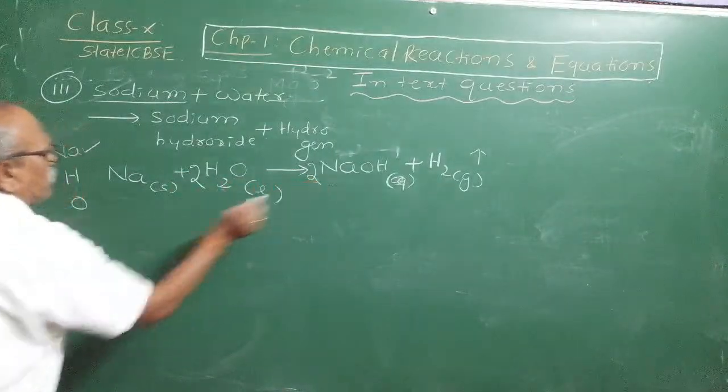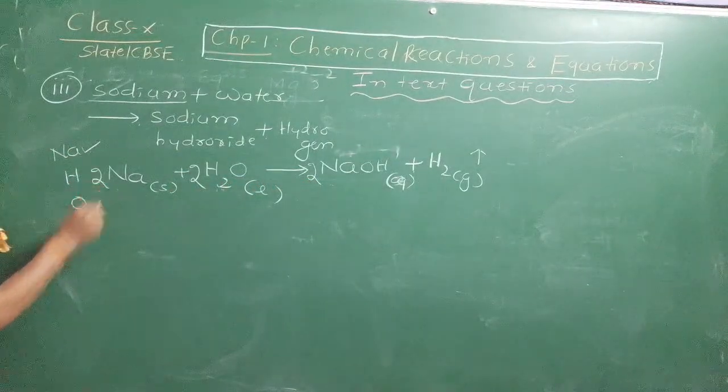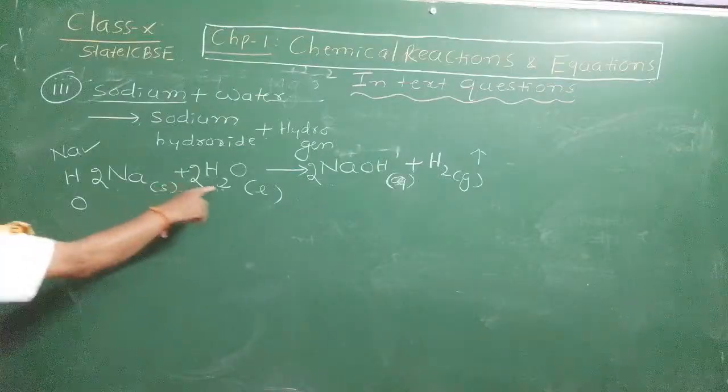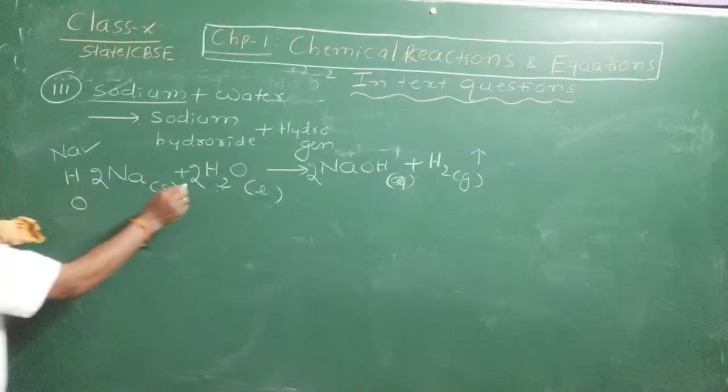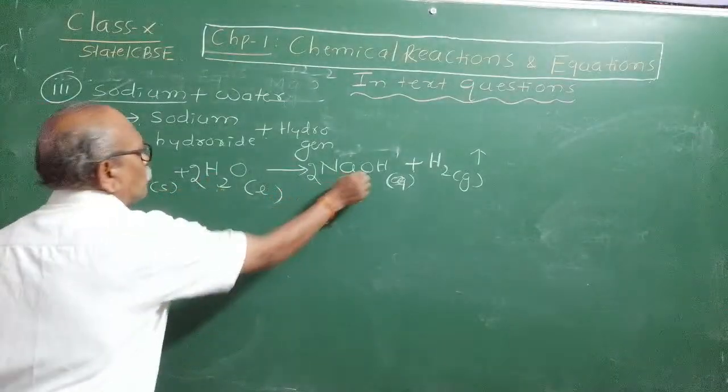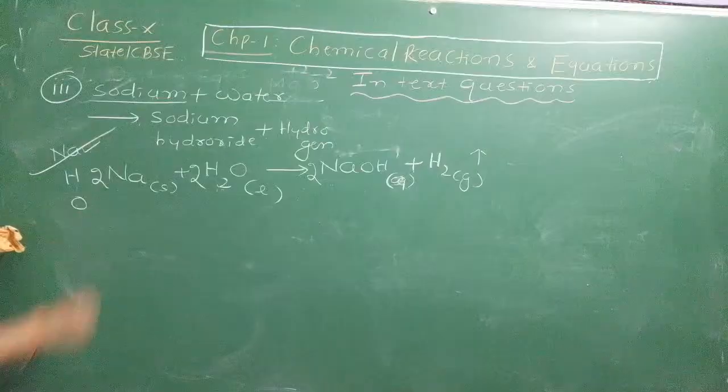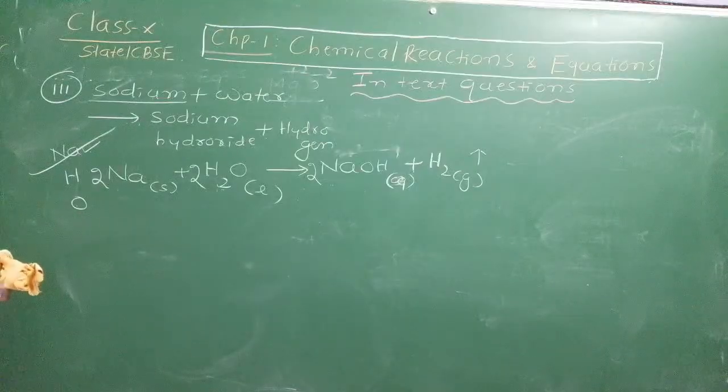Sodium is also double, therefore write 2Na. Now, 4 hydrogen atoms are balanced. You have to balance oxygen atoms. How many oxygen atoms on the left? 2. On the right, 2. And the equation is balanced. This is called writing a balanced chemical equation along with the physical state you learn.